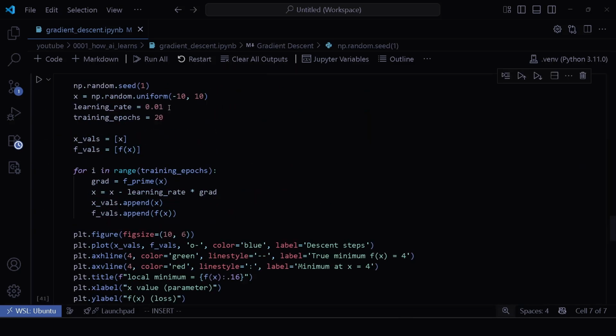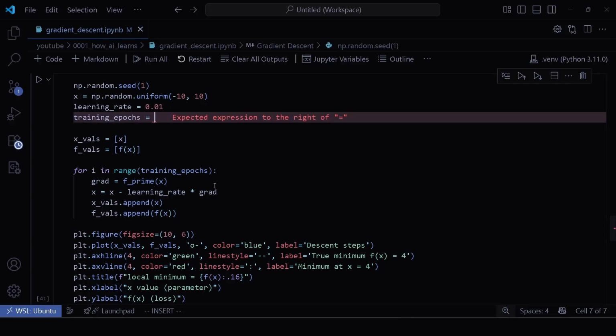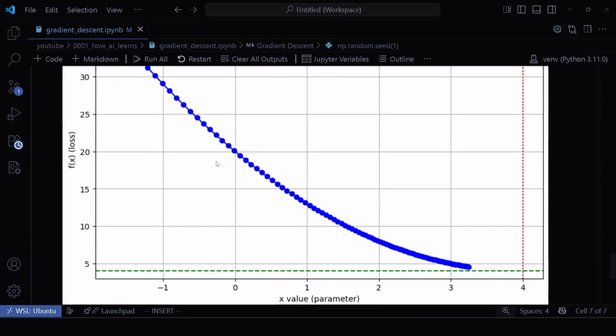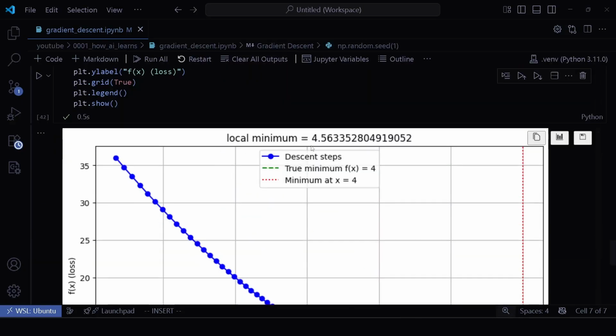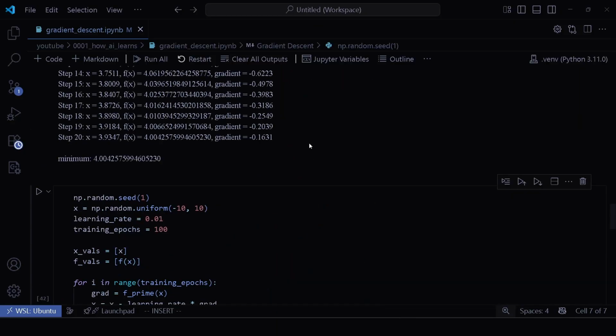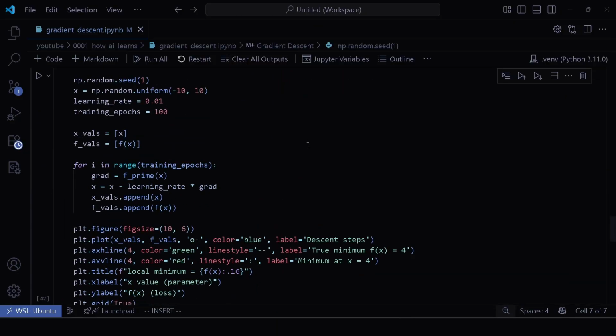Now, what if we try to set epochs to be, let's say, 100? Maybe that's enough for us to reach convergence? Not quite, but we were able to get a lot closer than earlier. We got to 4.56 or something. But yeah, I hope that kind of gives you the idea how you can implement vanilla gradient descent in Python.